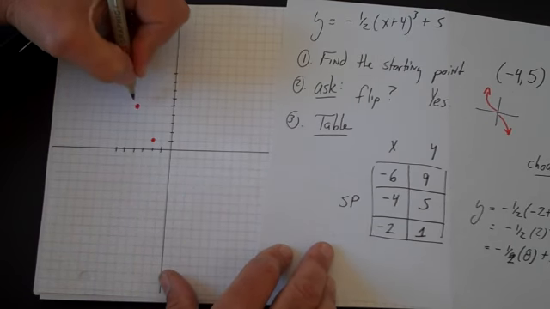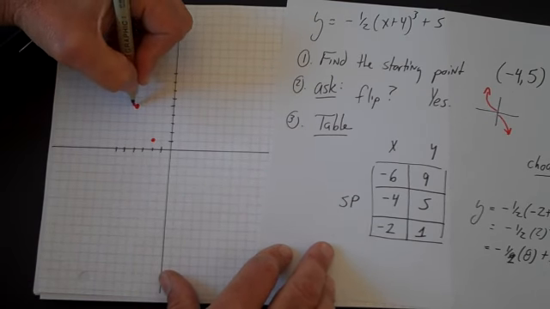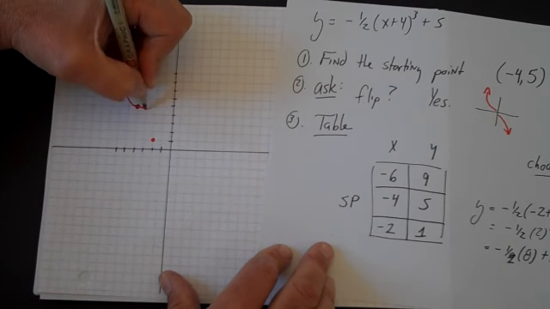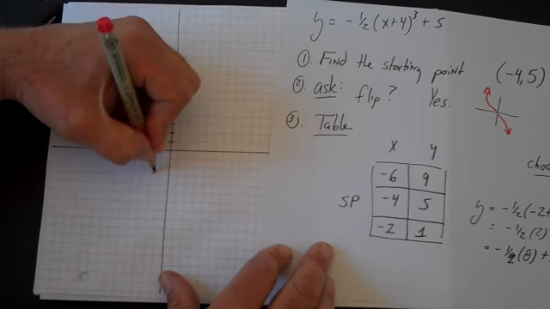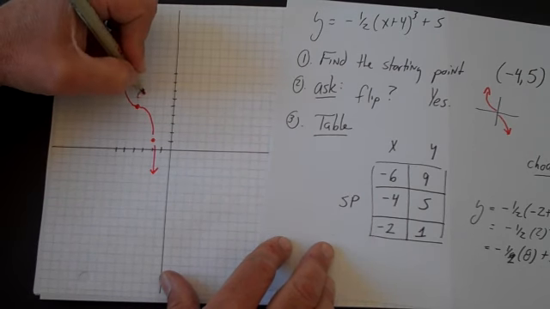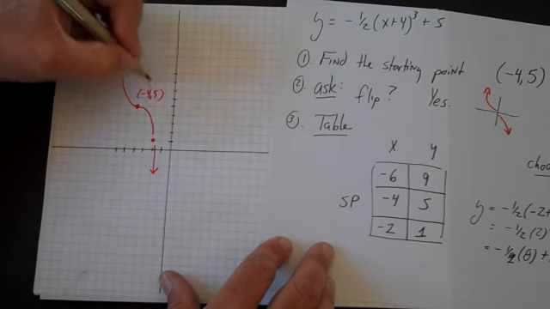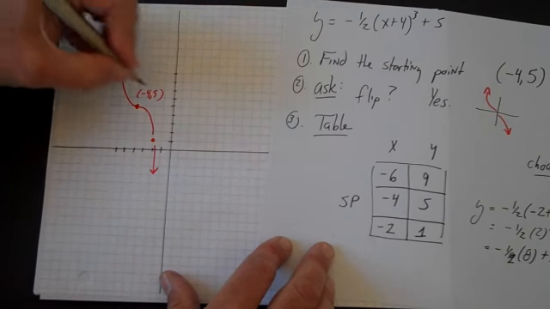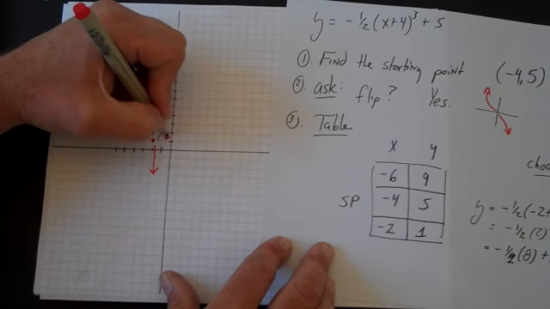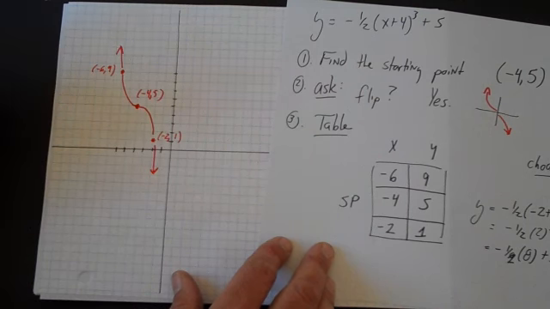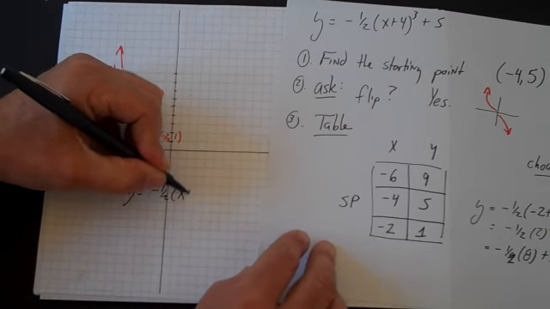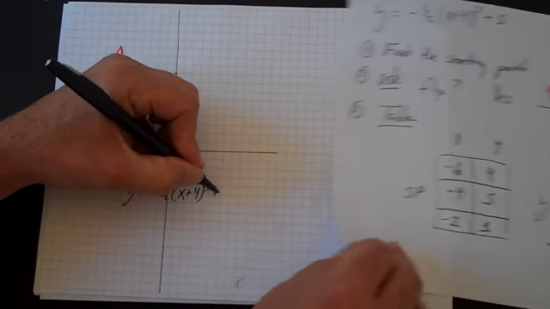It's going to be kind of flat here and get steeper and steeper and steeper. Here you're going to start off kind of flat and then get steeper and steeper and steeper. And then this is (minus 4, 5), (minus 6, 9), (minus 2, 1). That's your graph. That's how you graph y is equal to minus 1/2 (x plus 4) cubed plus 5.